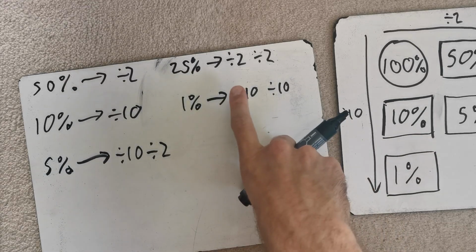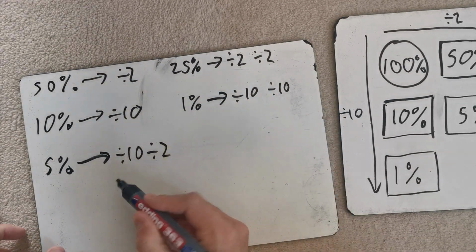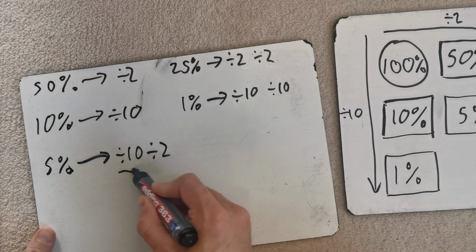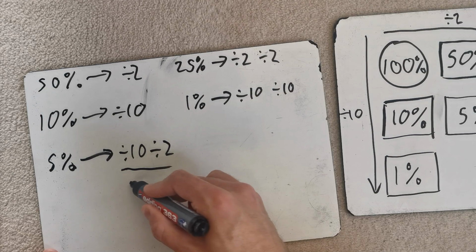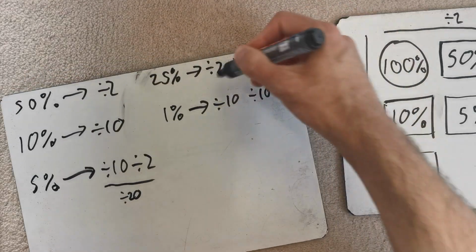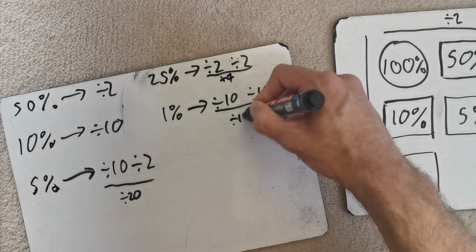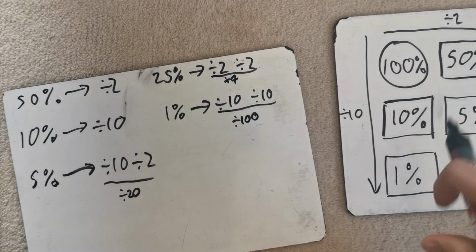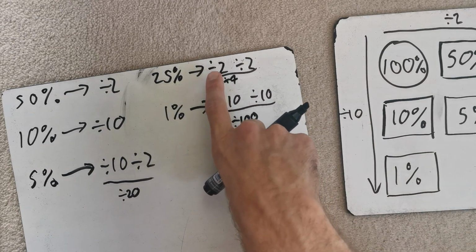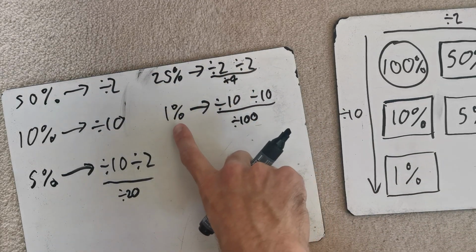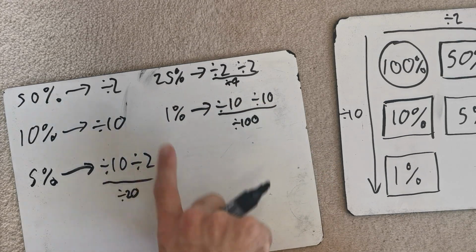Okay, now some of you might notice that these you could make simpler. Alright, so some of you, if you're more inclined to do it this way, do it in just one step, you could just think of this as divide by 20, you could think of this as divide by 4, or you could think of this as dividing by 100. Whichever way your brain works is fine, okay? I don't care whichever way you do it. If you just want to do it in steps, make it easier for yourself. Half it again. 1%, divide by 10, divide by 10 again. 5%, divide by 10, divide by 2.